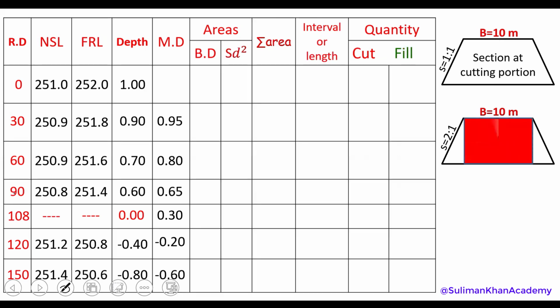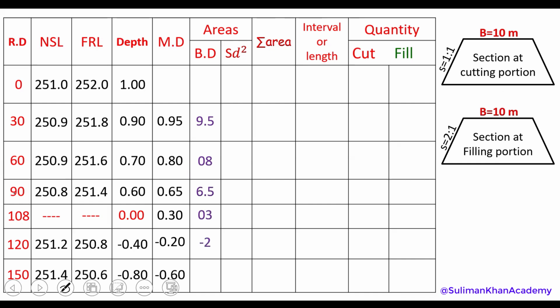All right, so BD, that's the central area, and that's very straightforward, okay? P is already known, which is 10, and that should be multiplied by the depth, which is 0.9. So 10 times 0.9, that's going to be 9.5. And again, for station 60, 10 times 0.8, that's going to be 8. 10 times 0.65, that's going to be 6.5. 0.3 times 10, that's going to be 3 only.